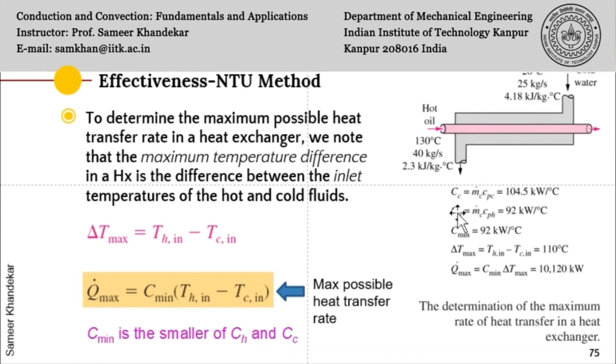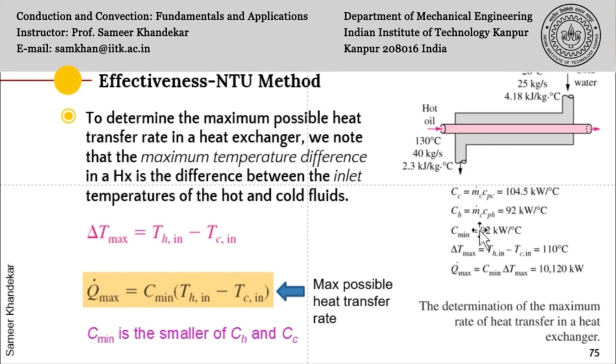So you want to cool the hot oil with the ambient water. What will you do? You will first find out the Cc, that is the heat capacity, the thermal inertia, which is mass into specific heat. For the cold fluid, it comes out to be 104.5 kilowatt per degree centigrade, and for the hot fluid, it comes out to be 92 kilowatt per degree centigrade. So which is the smaller of the two?